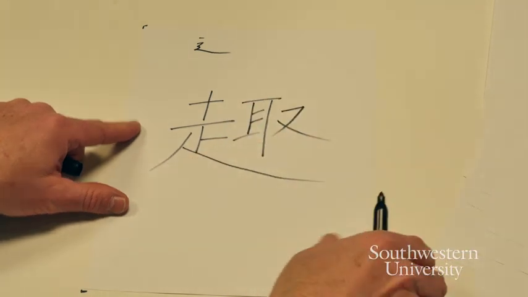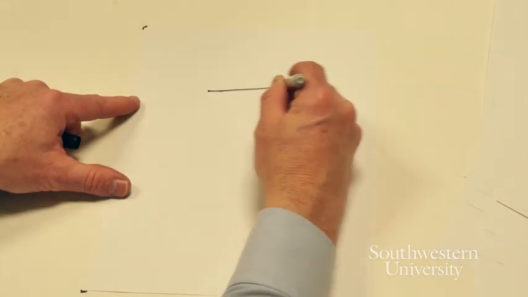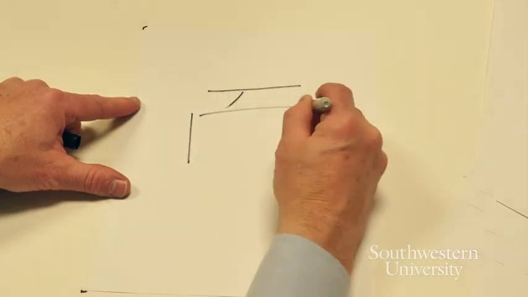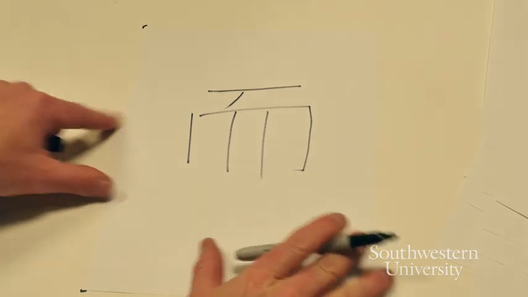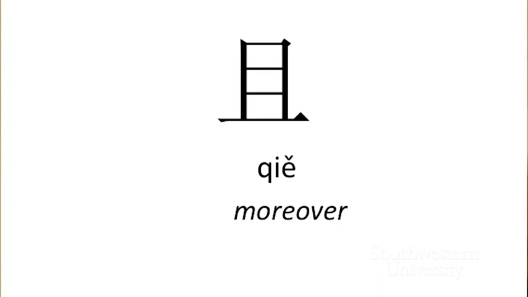And then with the motion radical, just phonetic in this case. Er is originally considered to be a depiction of a beard, and it was just used for its sound. So it's a grammatical particle, er. Er means by itself, and in that case. So it's used together with qie to make er qie. They're just phonetic components to describe grammatical words.